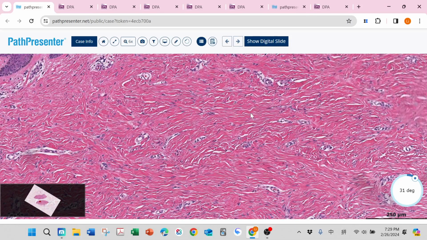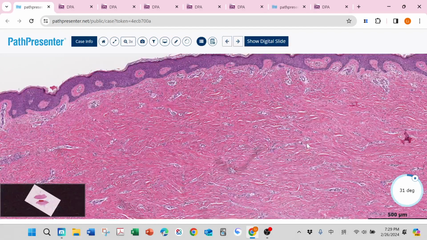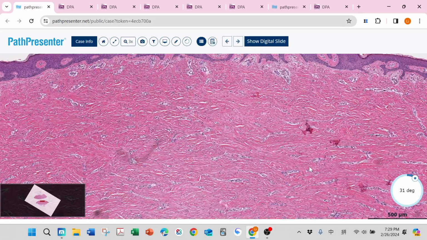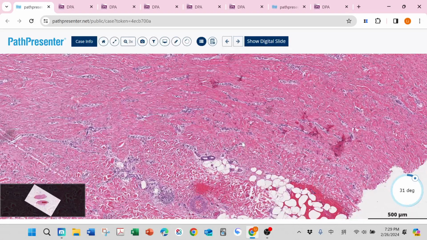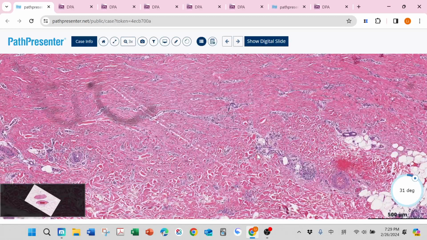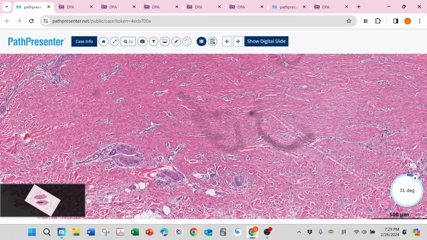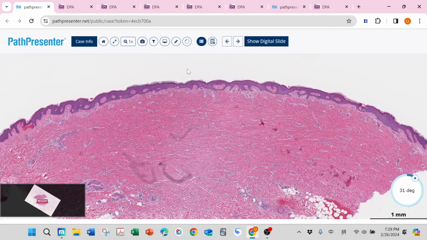So the combination of this tabling, of really bland spindle looking cells, not monotonous, not really hypercellular, with collagen trapping. When you do staining, CD34 is negative. So this one is really good for dermatofibroma. Usually it occurs in the distal extremity of a female.